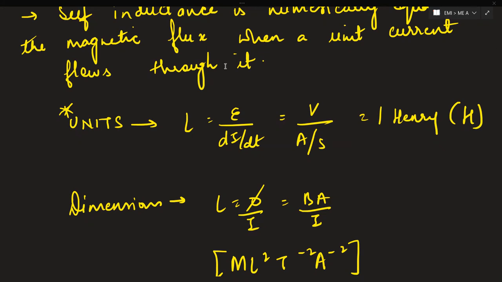Yes, right. There's one more unit, Weber per ampere, because flux SI unit is what? Flux SI unit is Weber also. So Weber by ampere can also be written. But the most commonly used one is Henry. Otherwise, Weber per ampere is also perfect.